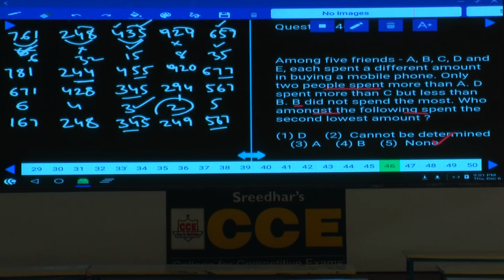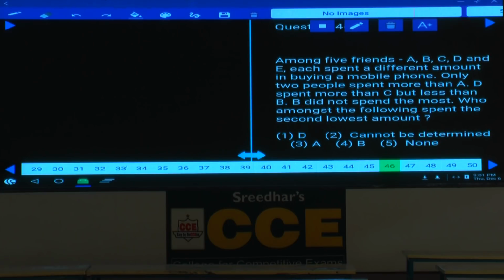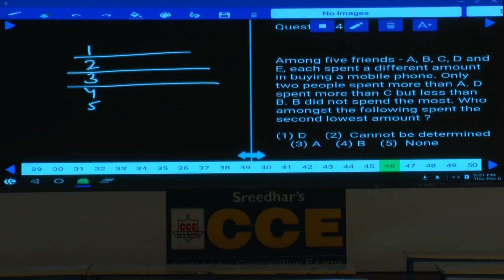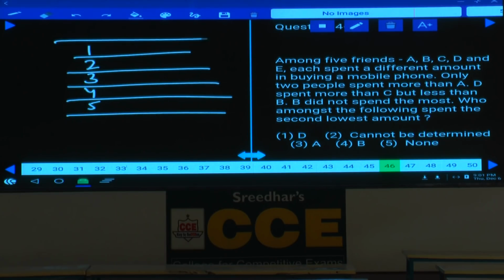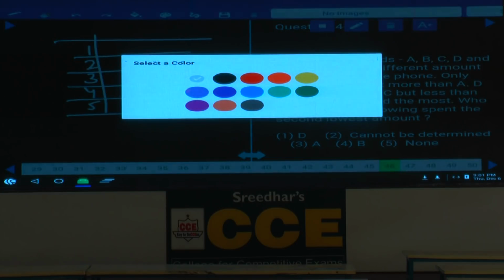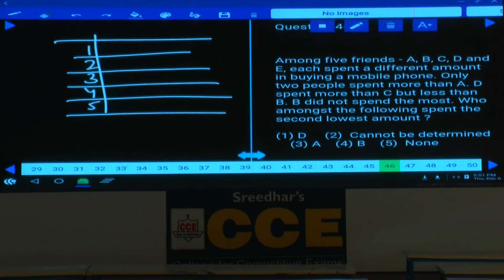Then question number 46. Now in this 46, among 5 friends A, B, C, D and E, each spent a different amount in buying a mobile phone. Now these 5 persons are being compared in their spendings. Then tell me what is condition number 1 here. Now in condition number 1, only 2 people spent more than A. As only 2 people spent more than A, A must be at the third place.